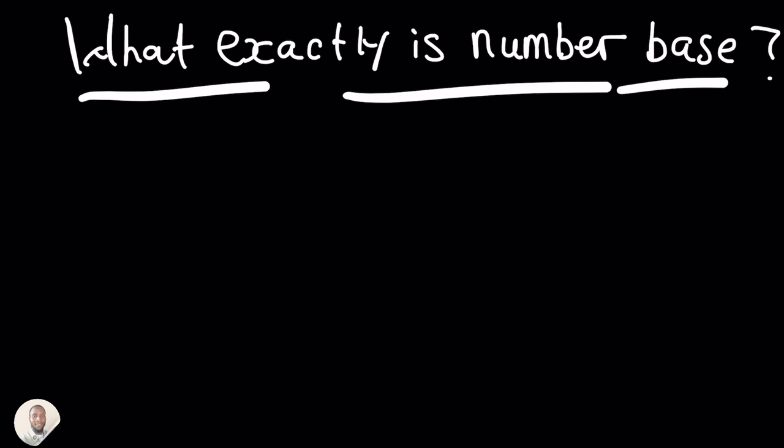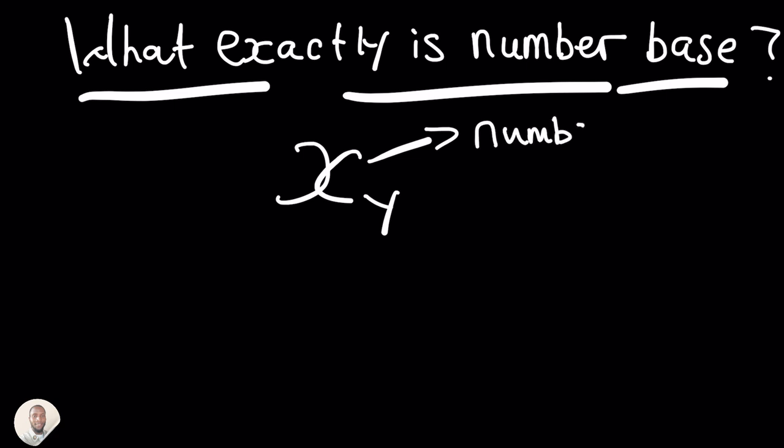If a number takes the form x base y, your x here represents the number in digits and your y here represents the base, right? You see, the base of this number tells us how many unique digits are used before we start repeating with a new place value.